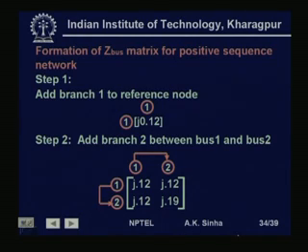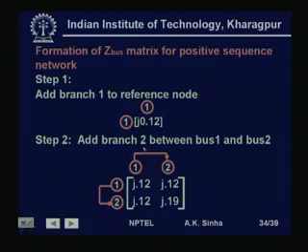Next step is to add branch 2 between bus 1 and bus 2. So, again this is adding a new bus to an existing bus. So, this is type 2 modification. Again we do the same thing, that is, the n plus 1 row and column will be whatever was the value for the row and column of bus 1, to which we are connecting this node, and this term will be equal to ZB plus Z11.